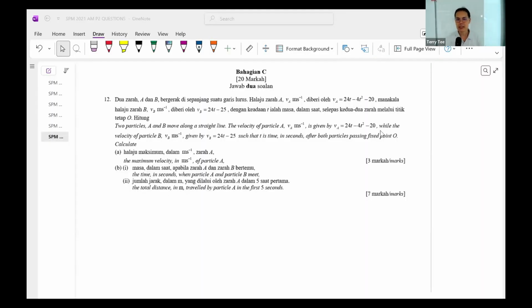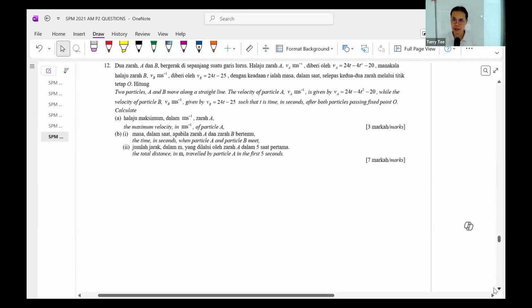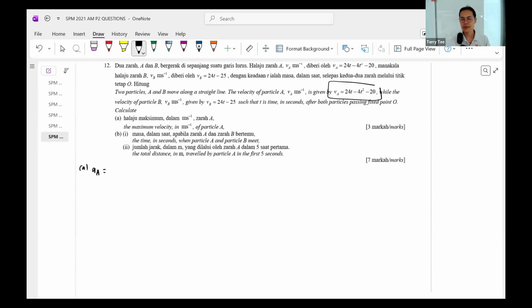Okay, so let's talk about the next one. This is Form 5, Chapter 8, Kinematics of Linear Motion. So let's begin. We have two particles here, A and B. The velocity functions are given. All right. You're supposed to find maximum velocity of particle A. Okay, maximum velocity happens when your acceleration is 0. So how to find acceleration from velocity? We differentiate your velocity. Look at velocity here, right? You're finding acceleration of A.